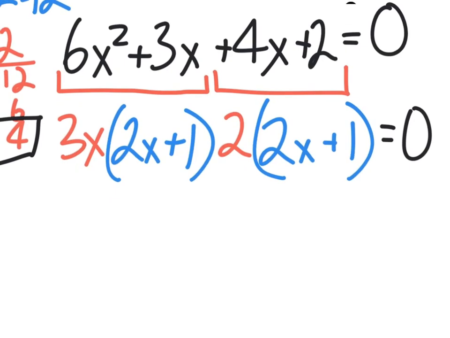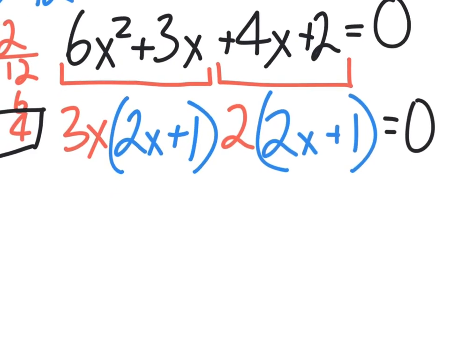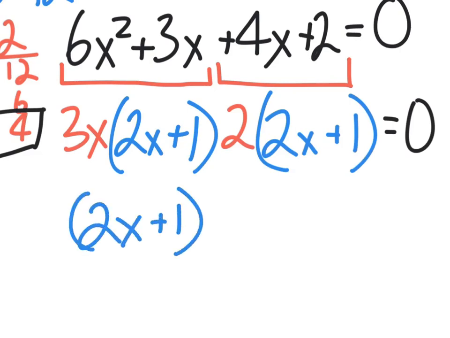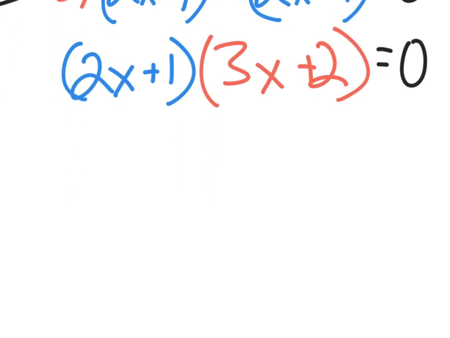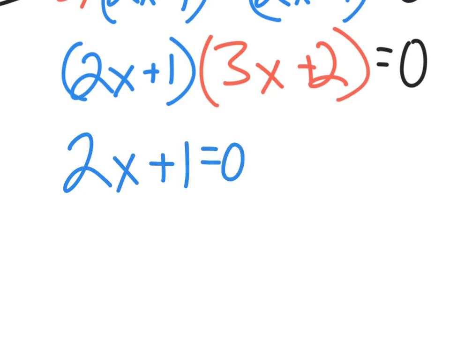All right, ladies and gentlemen, you'll notice that in blue, 2x plus 1 matches and is factorable. So we're going to factor that out. Amazing. And what's left? 3x plus 2 equals 0. Because we're solving for the roots, we're going to set each one equal to 0. 3x plus 2 equals 0.